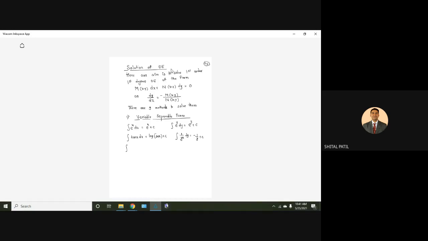Let me ask you a difficult question. What is the integration of 1 upon root of 1 minus x square dy? Sine inverse of x plus some constant? No, I have written dy over there, not dx.